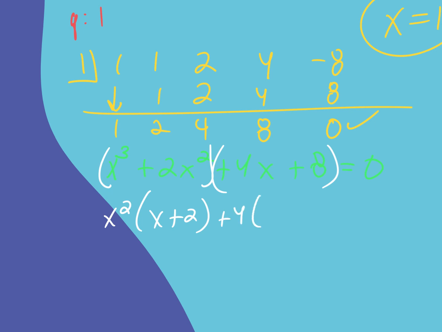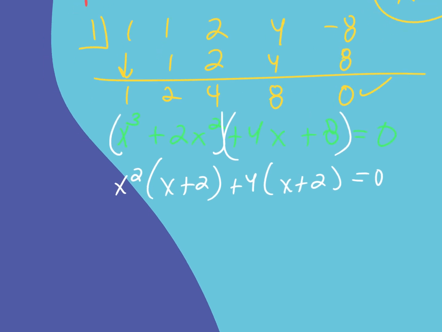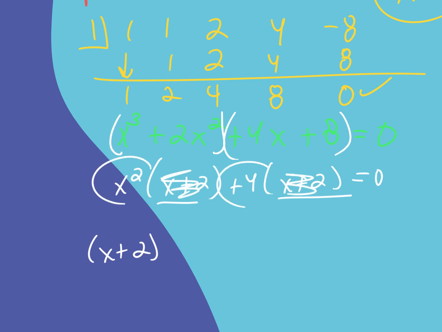What can I take out of a positive 4x and a positive 8? Plus 4, and I'm left with x plus 2. Oh, good. Always check. Check when you have 4 terms if it'll group, and check if you have 3 terms if it'll factor. So now that we've discovered our new GCF here, I take it out 1 time, x plus 2 in the front, and then what happens with my leftovers? I have x squared plus 4.